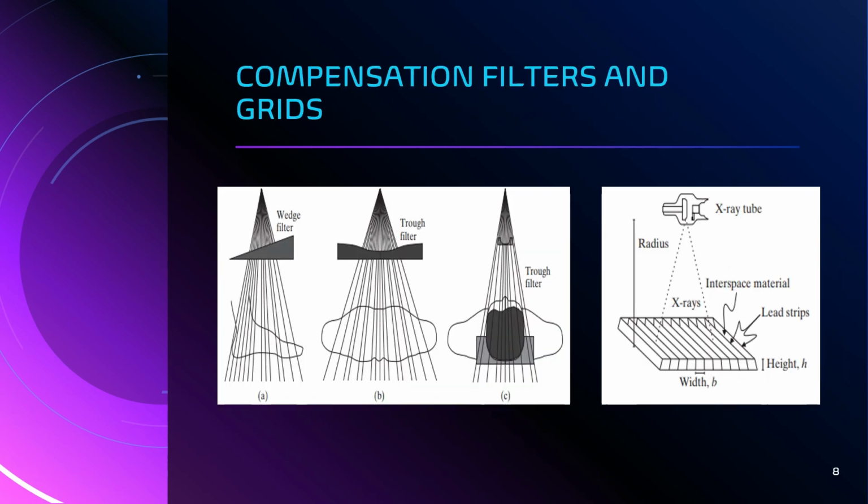Now coming over to the compensation filters and grids. X-ray projection radiography relies on the principle of attenuation, where X-rays passing through a material are absorbed or scattered based on the material's composition and density. The intensity of the X-ray beam decreases exponentially as it traverses the material, following the equation I = I0 e^(-μΔx). Here in this equation, μ is the linear attenuation coefficient and Δx is the tissue thickness.